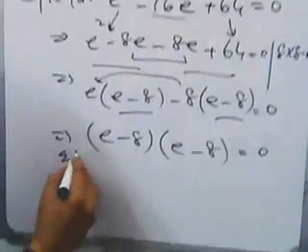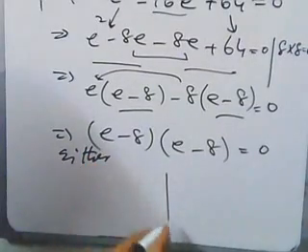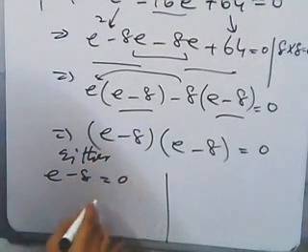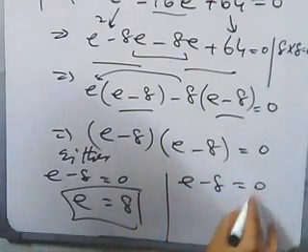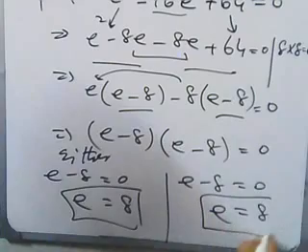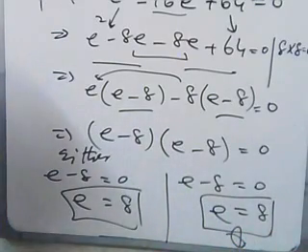It means to find the complete solution, either e minus 8 is equal to 0 and e is equal to 8. Similarly e minus 8 is equal to 0, so it becomes e positive 8. So here is the solution.